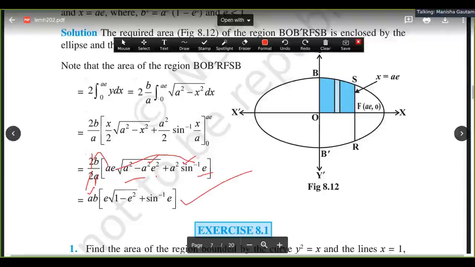Now this is the way to solve the questions of exercise 8.1. Now try to do exercise 8.1 and do these examples in your notebook.